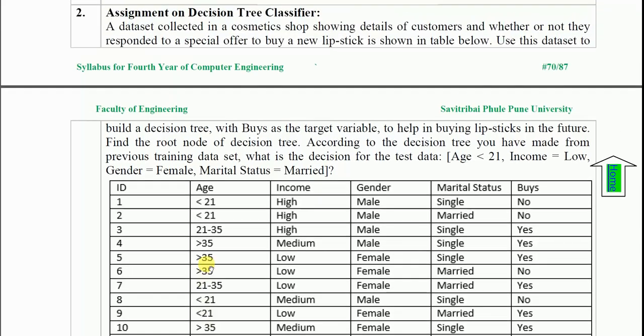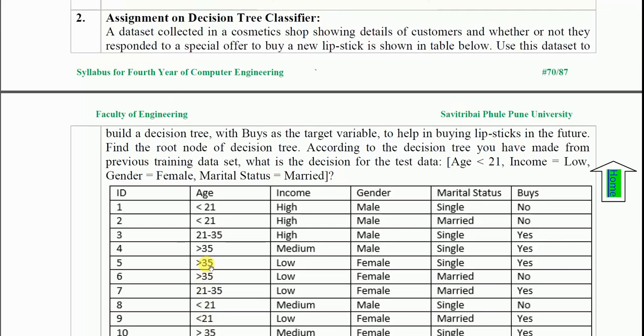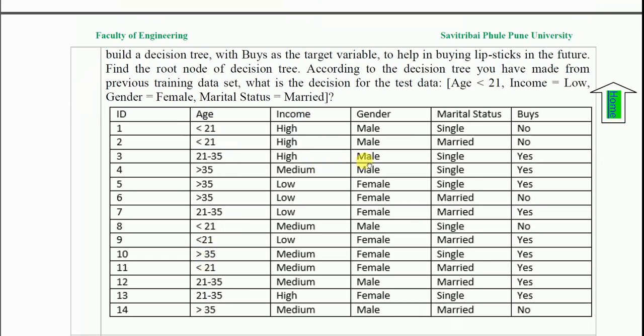As our assignment says, we have to use a decision tree classifier to classify this particular data set, and the attributes in it are the age, income, gender, and marital status. Based on these features, we are going to predict the bias feature for each and every data point. These four features are the independent variables, and the bias column is the dependent variable.